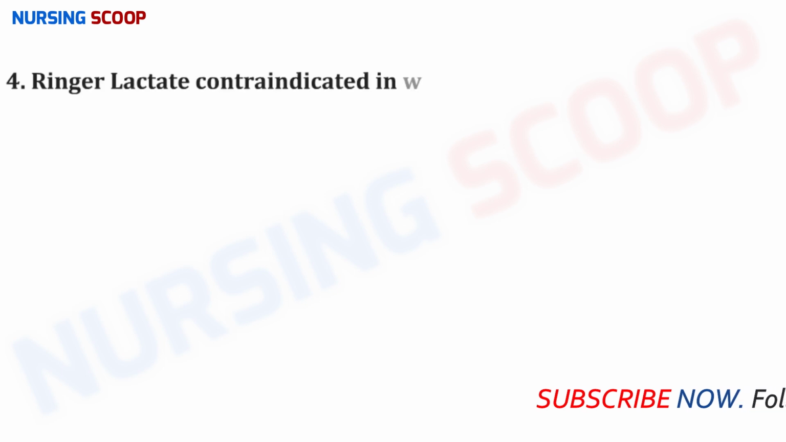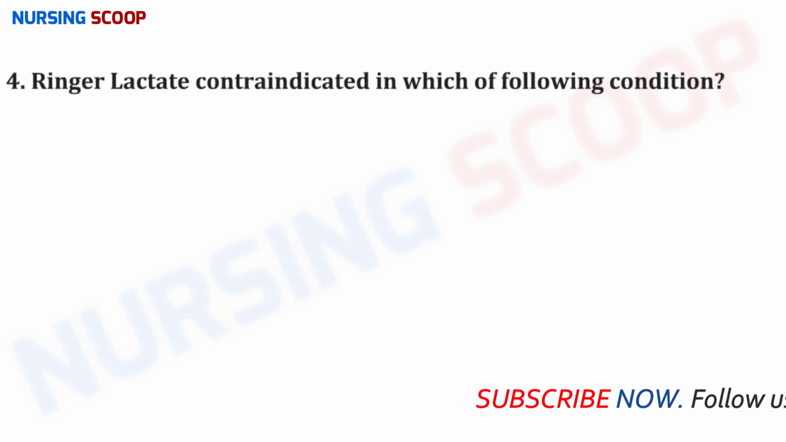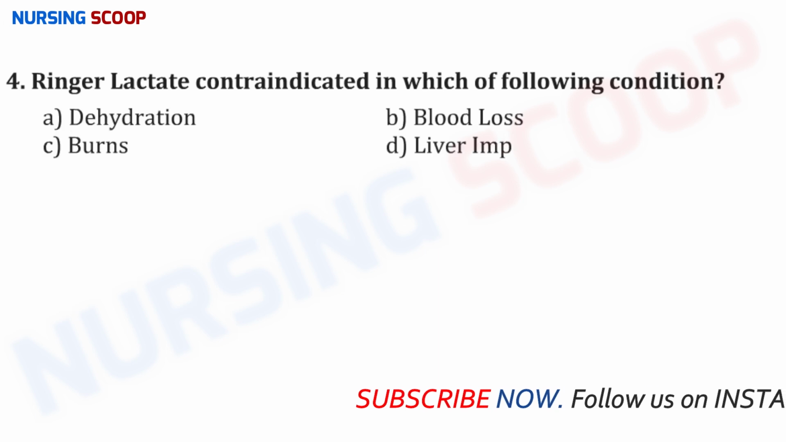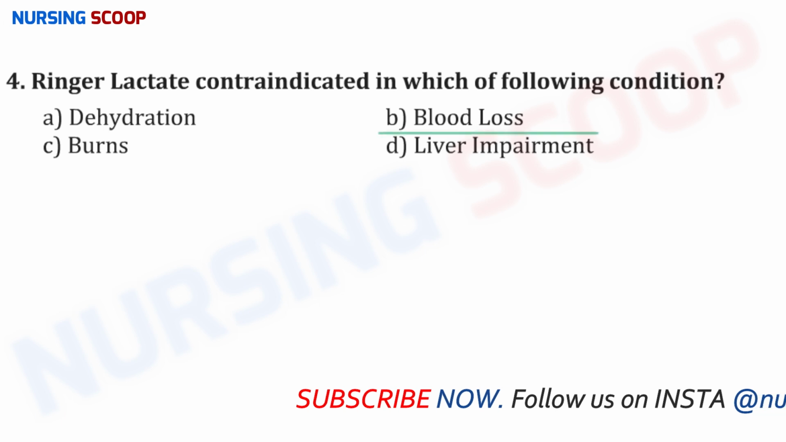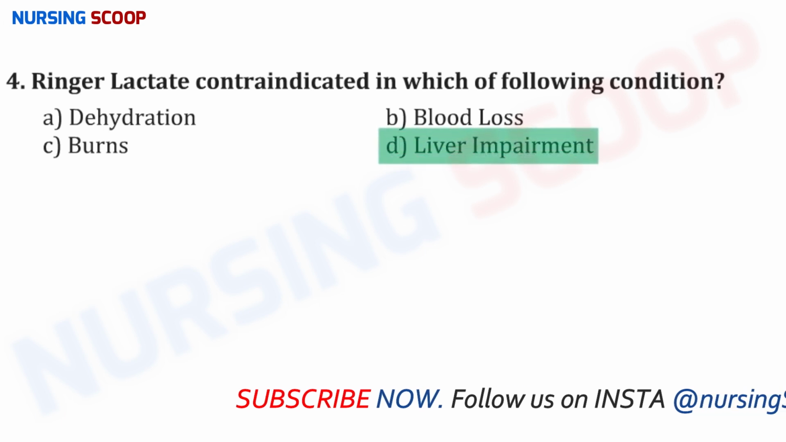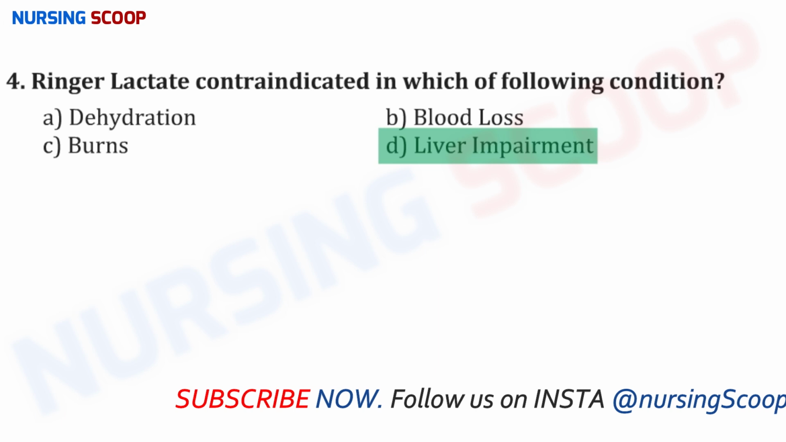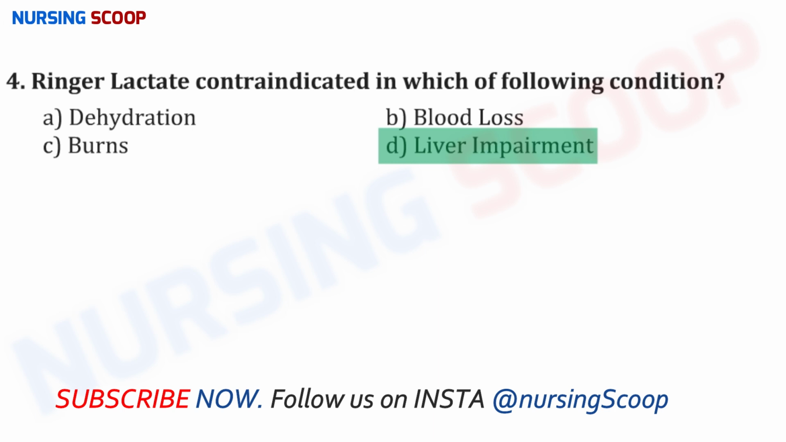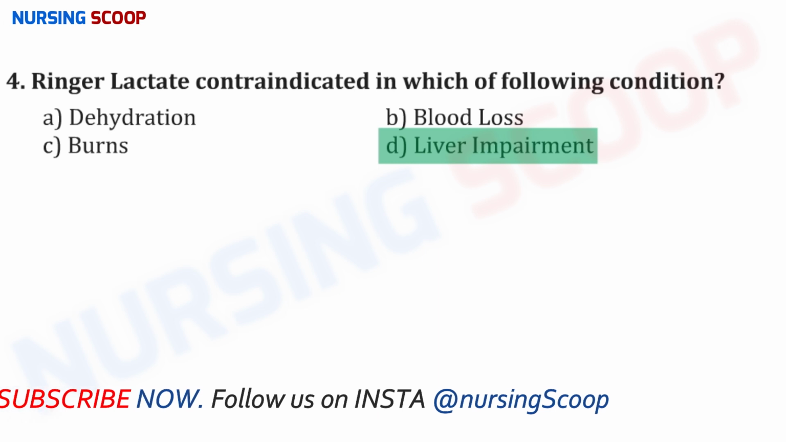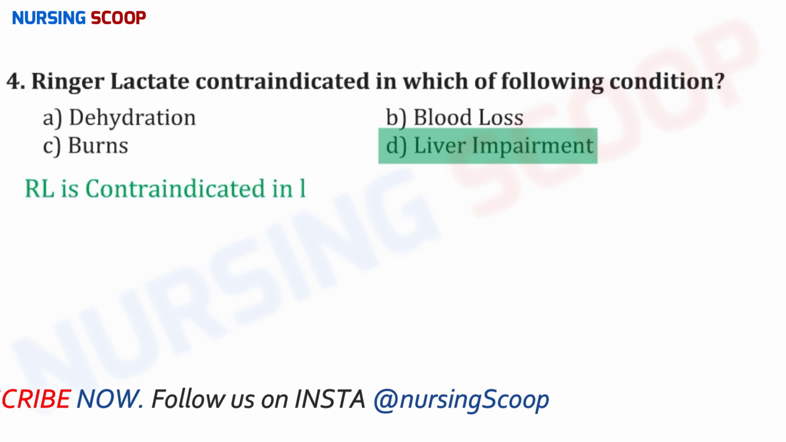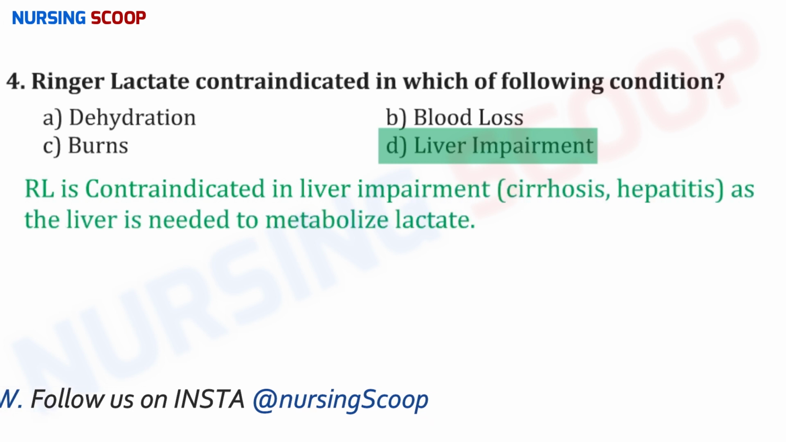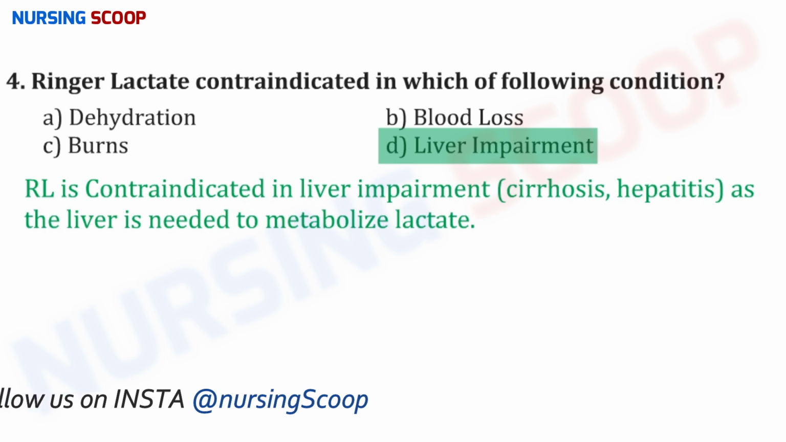So our next question is, the Ringer lactate is contraindicated in which of the following conditions? So here are the options: dehydration, blood loss, burns, liver impairment. So here the right answer is option D, liver impairment. So this Ringer lactate is an isotonic solution used for the fluid replacement. So it is indicated in conditions like dehydration, blood loss and burns, but contraindicated in liver impairment because the liver is needed to metabolize the lactate.